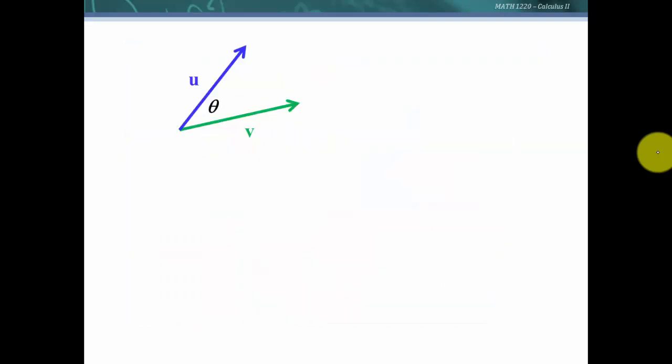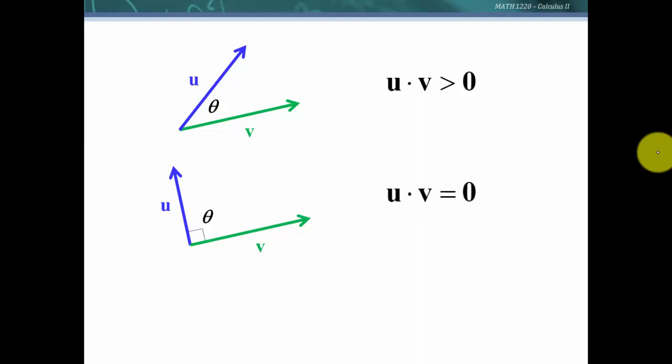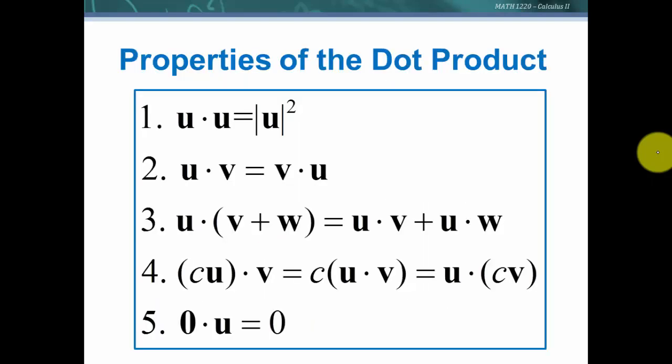So let's just summarize what we just saw there. If we have the angle between two vectors and that angle is acute, the dot product is positive. If we have the angle between those two vectors being pi over 2 or 90 degrees, the vectors are orthogonal, and the dot product is 0. And if the angle between them is obtuse, the dot product is negative, or less than 0.